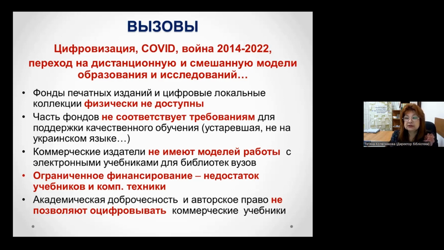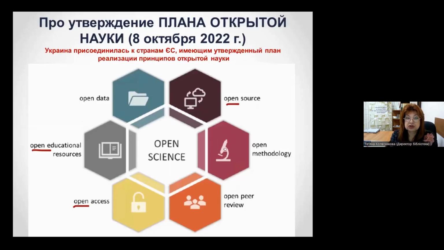Часть фондов не соответствует требованиям для поддержки качественного обучения. Литература либо устаревшая морально, либо физически, она не на украинском языке и так далее. Коммерческие издатели не имеют модели работы с электронными учебниками для библиотек вузов в такие критические времена. Ограниченное финансирование приводит к недостатку учебников и компьютерной техники. И, конечно же, академическая добропорядочность и авторское право не позволяют оцифровывать коммерческие учебники.